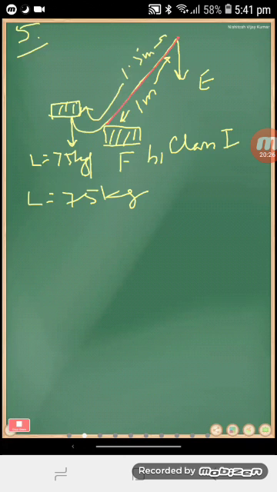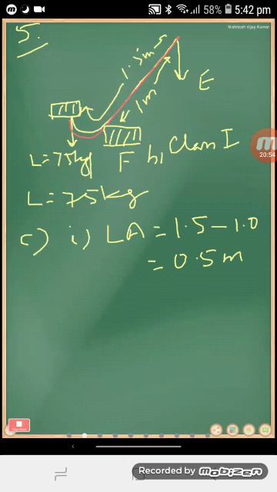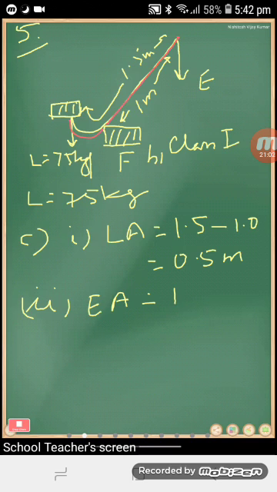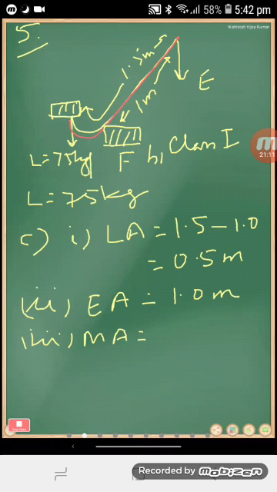Now calculate the load arm. So C part, first one, load arm. Load arm will be from here till here. So total 1.5 minus 1.0 will give you the load arm, that is 0.5 meter. Then we have the effort arm, which is already given as 1.0 meter. Then we have to find the mechanical advantage. So we'll write down the formula, EA upon LA, equal to 1.0 upon 0.5. This comes out to be 2.